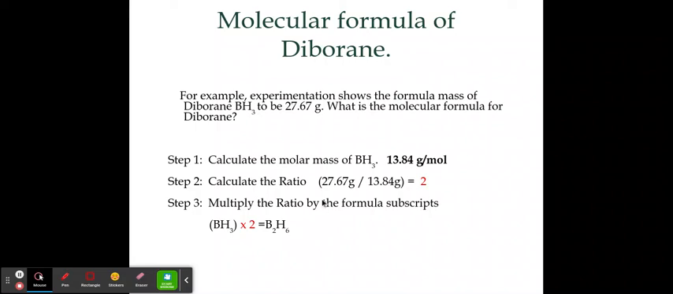Molecular formulas are pretty simple to calculate, nothing too complicated, and that's it.